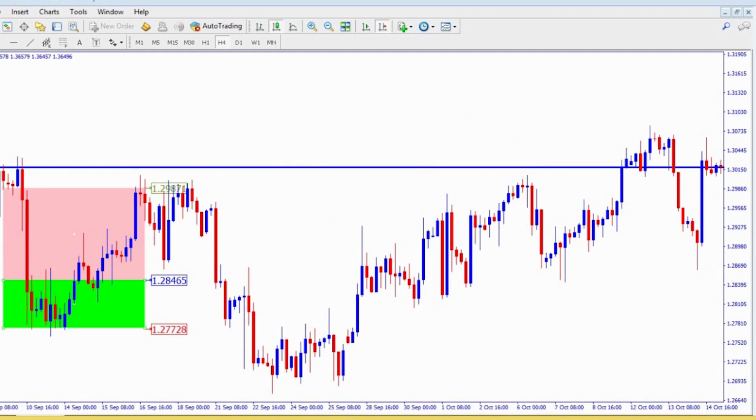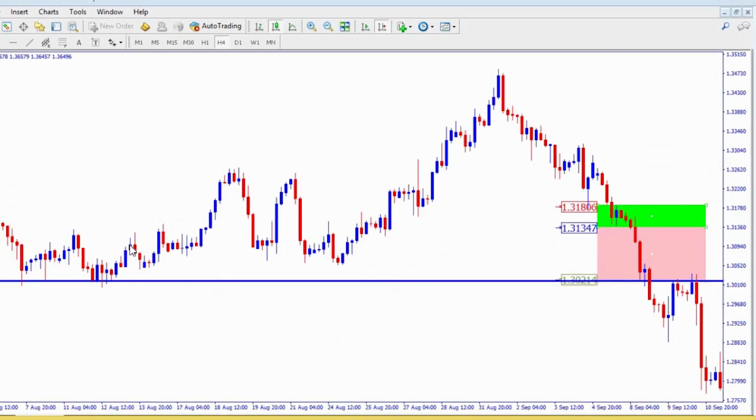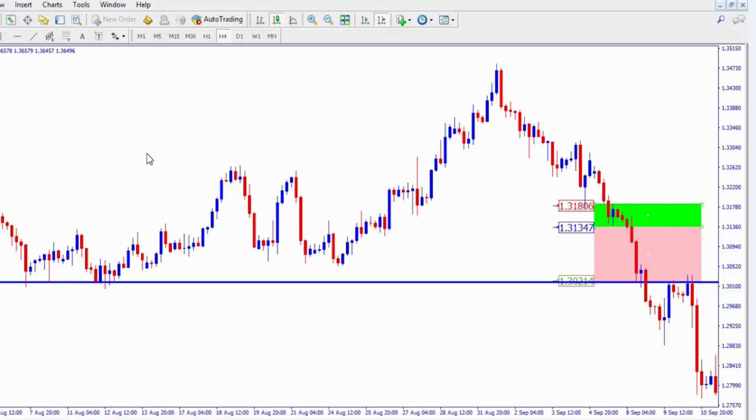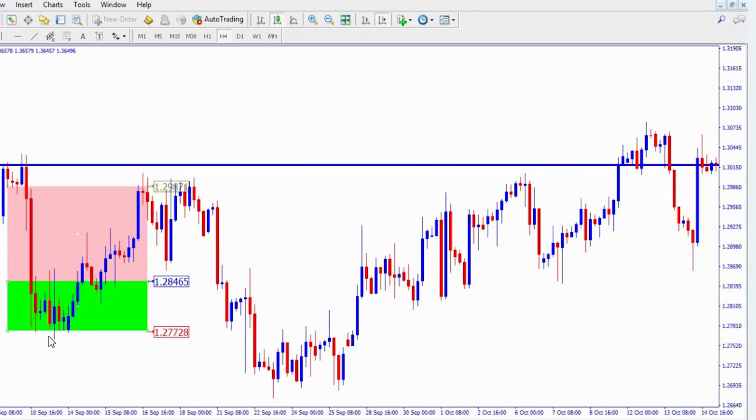Now for the three white soldiers, this is a downtrend. At the end of the downtrend, you can see consolidation. Remember from the little notes here, it said, especially when it occurs after an extended downtrend and a short period of consolidation. So we have here a short period of consolidation. This is a 4-hour time frame, so this should be over a day and a half or two. So after the period of consolidation, we match the three white soldiers, first, second, third, signaling the uptrend.